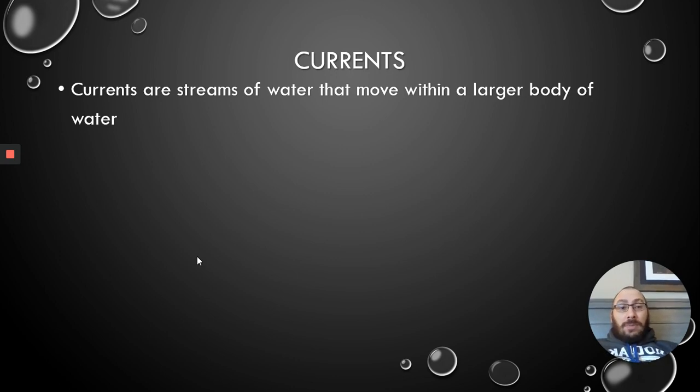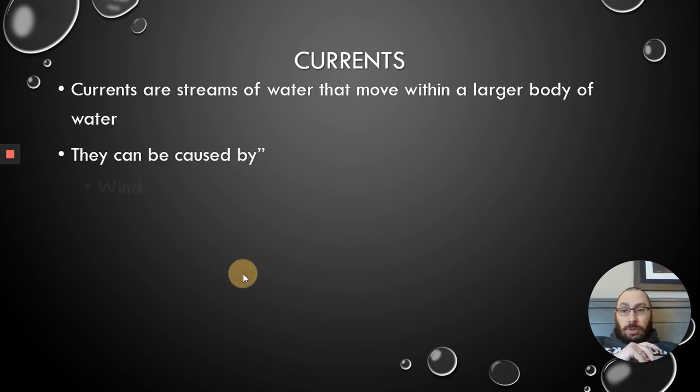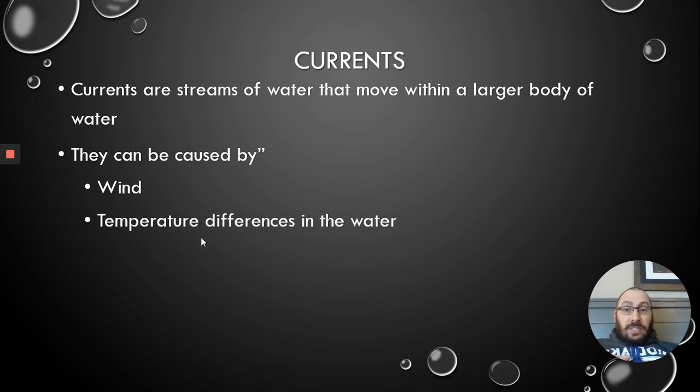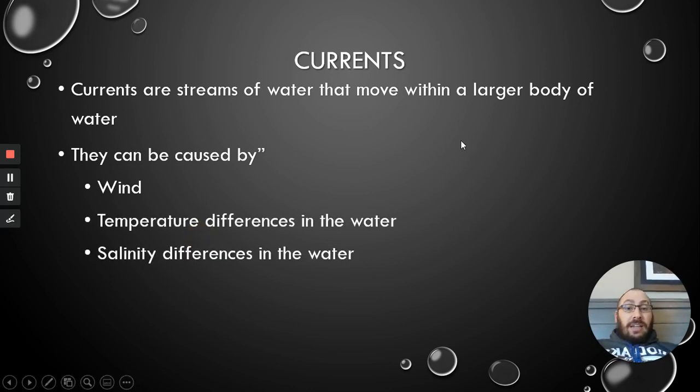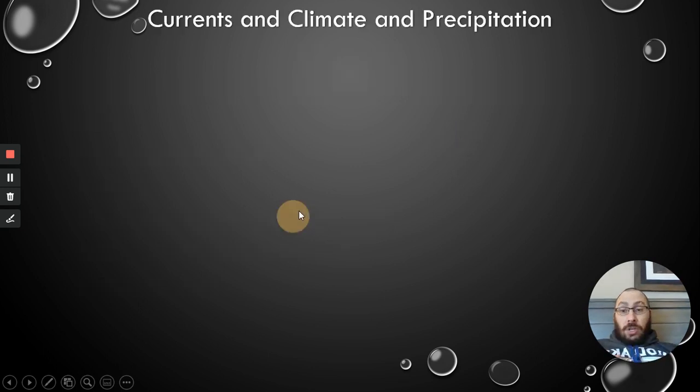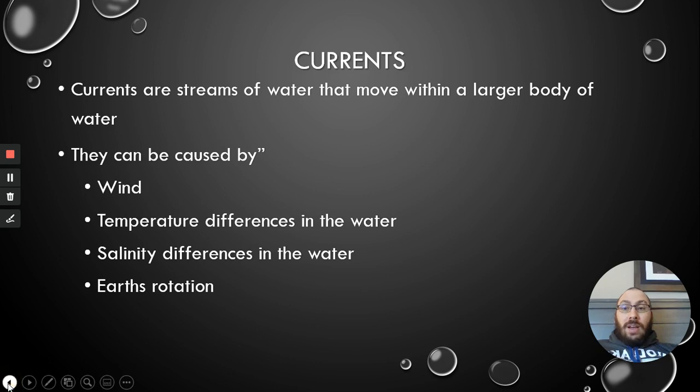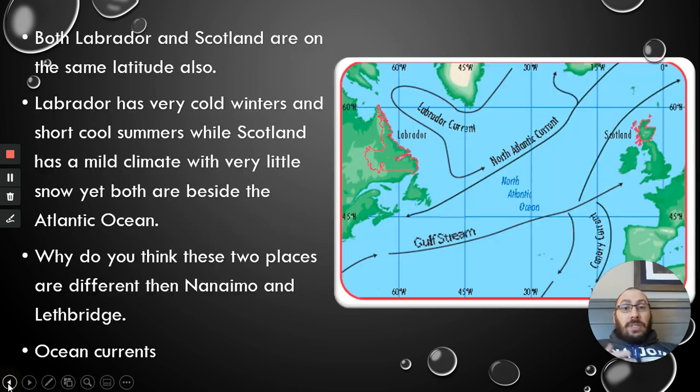Currents are actually streams of water that move in the water, and there's two types of currents. There's surface currents and below surface currents. Currents can be caused by wind, temperature differences in the water, and salinity differences in the water, and as well the Earth's rotation, the spinning of the Earth. So now, how do currents affect temperature?